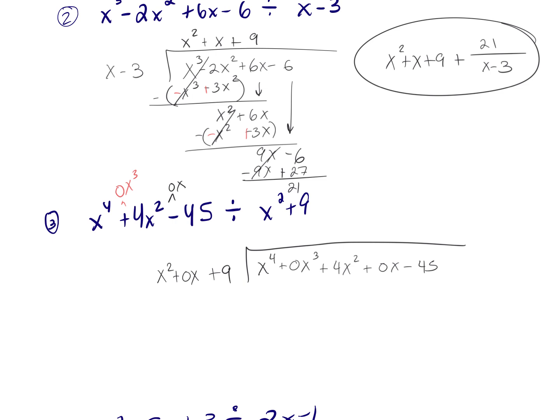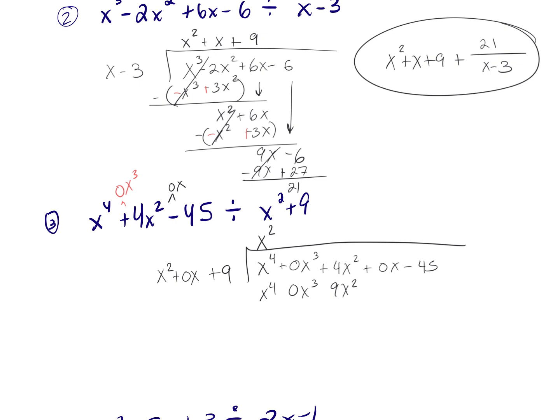So I'm going to go ahead and start. What can I do to get that x squared to the x fourth? I can go ahead and multiply by x squared. So that's going to be 9 times x squared is just 9x squared. This will be 0x cubed. And this will be x to the fourth.